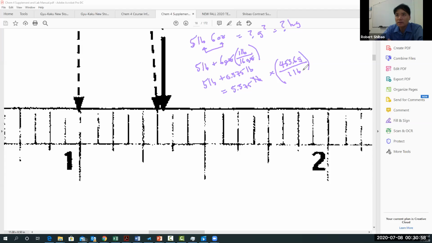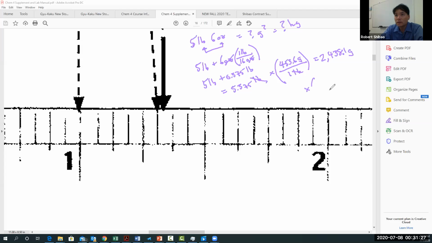And so the pounds cancel out. It tells me how many grams. 5.375 times 453.6 is 2,438.1 grams.